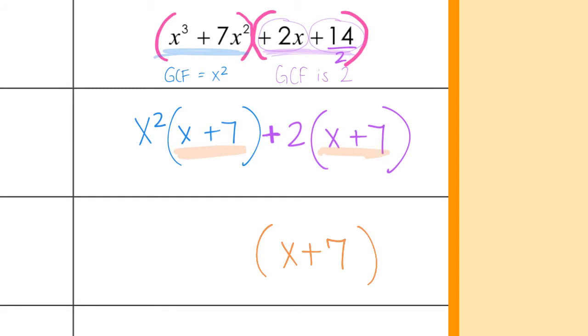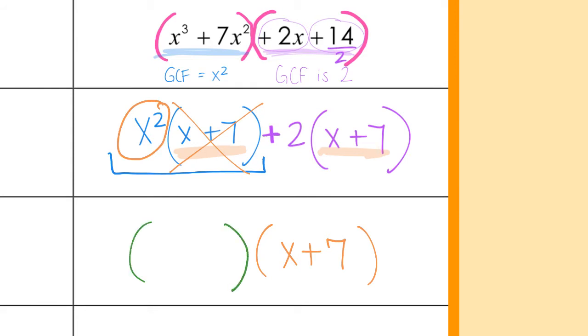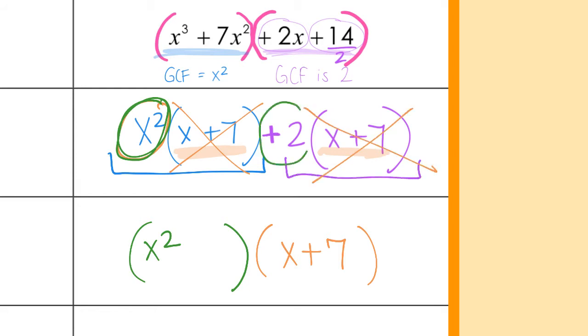Now, if I remove x plus 7 from this blue part, the only thing I would have left is x squared. So in my other factor, my other binomial here, I'm going to start by putting x squared. If I remove the x plus 7 from the purple side here, the only thing I would have left is plus 2, or positive 2. So I'm going to finish this off by writing plus 2. So we've actually just factored this polynomial. We're all done.